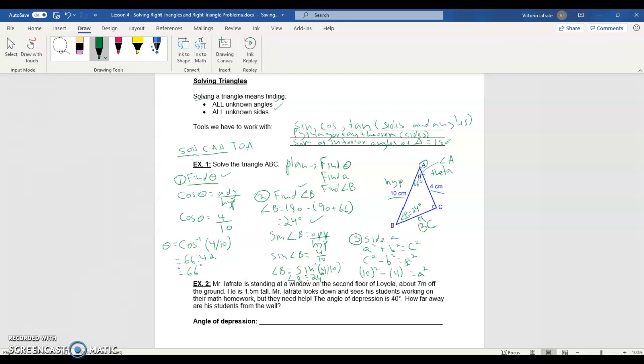I'm just going to carry the work over here. So that's going to be 100 minus 16 is equal to A squared. And then we're going to get 84 is equal to A squared. So we know A is going to be the square root of 84, which is going to be 9.17 approximately, centimeters.